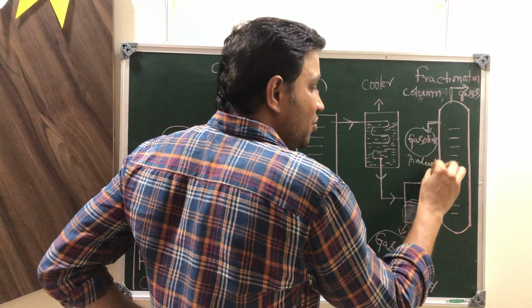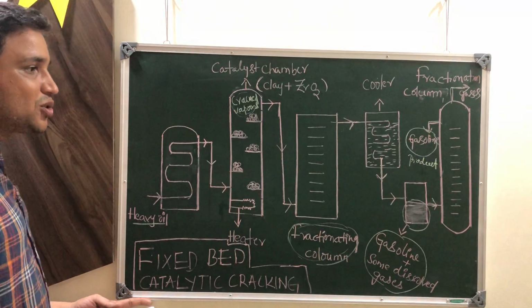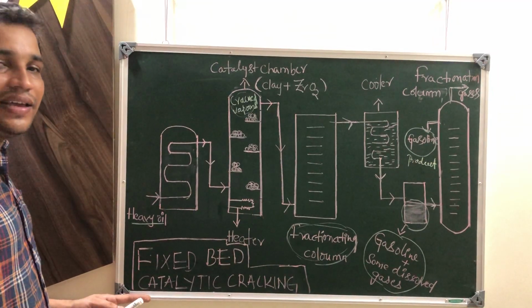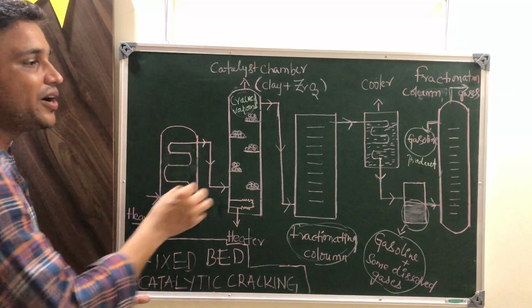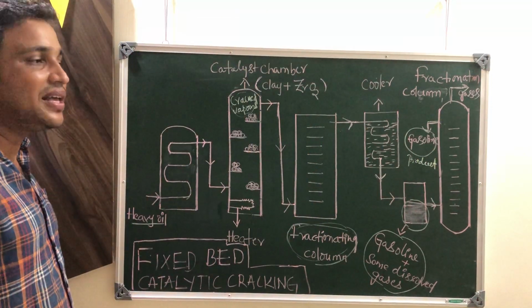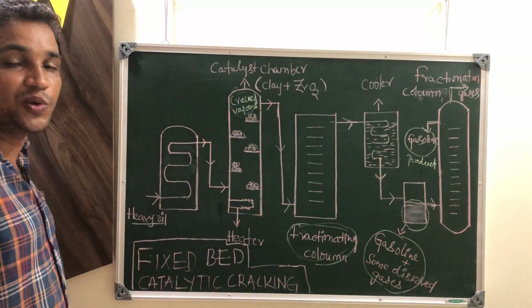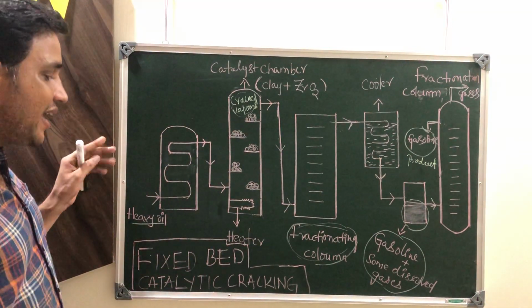Gasoline as a product. What is the raw material? Heavy oil is the raw material. So in this process what we have learned is heavy oil converted into gasoline. Heavy oil converted into gasoline through the following mechanism. Once again I will explain.